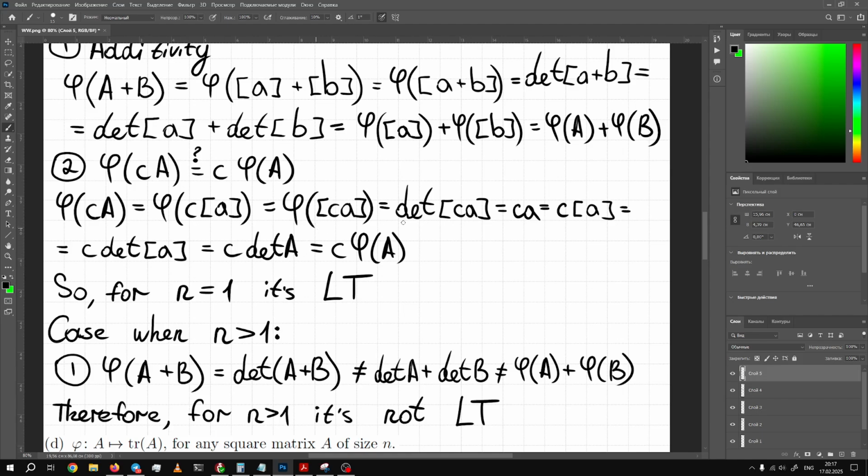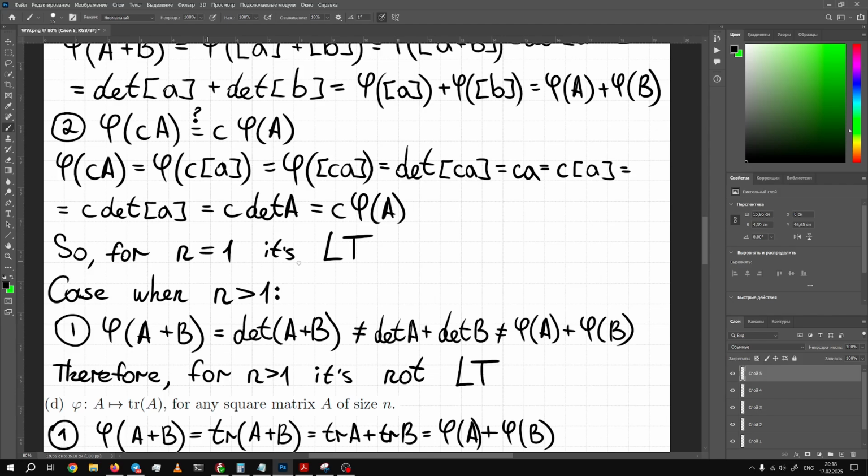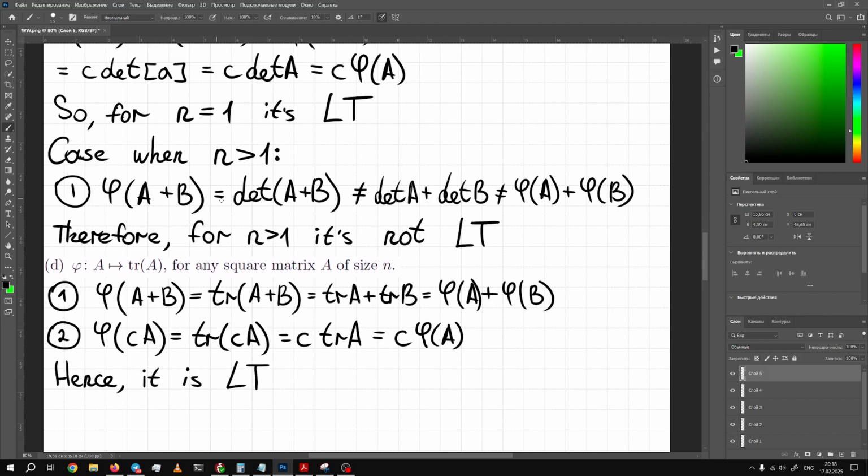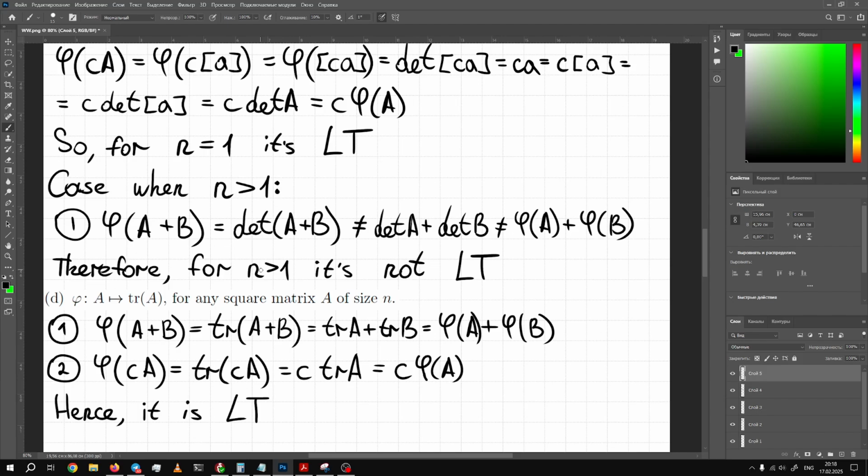You can just look at it and understand it. I think it's quite clear. So for n equal to 1, it's a linear transformation. In the case when n is more than 1, we cannot write the determinant like this. Look, the determinant of a plus b is not equal. So at least one condition is false, then this is not a linear transformation. Therefore, for any matrices with size n more than 1, it's not a linear transformation.